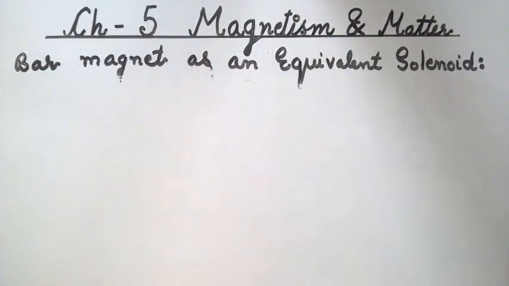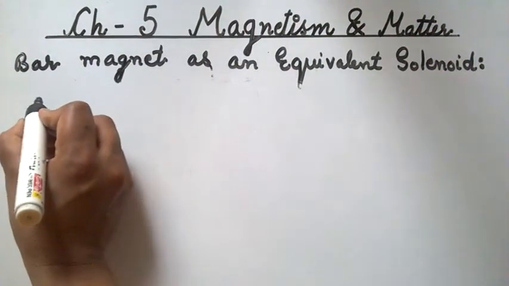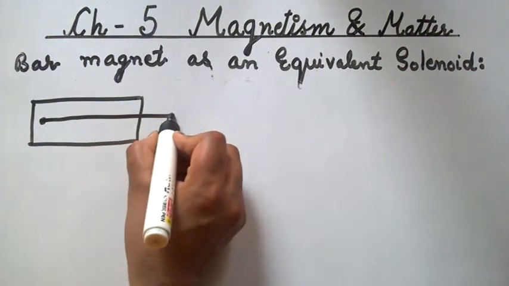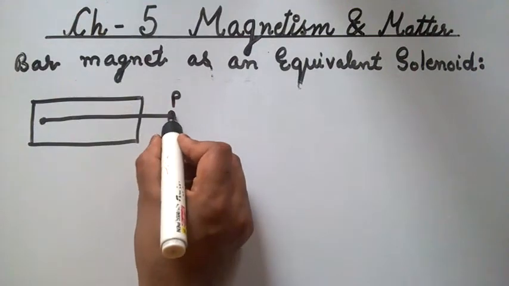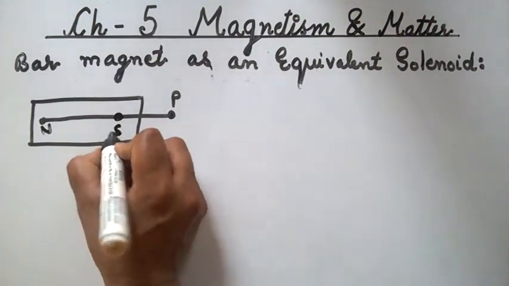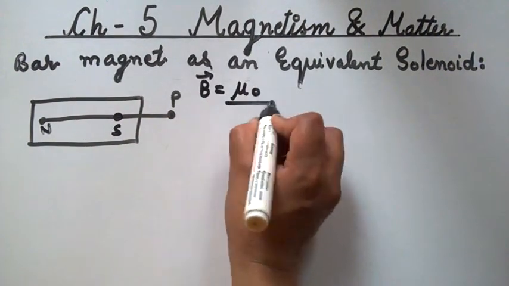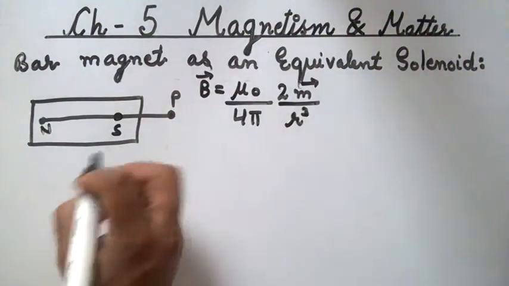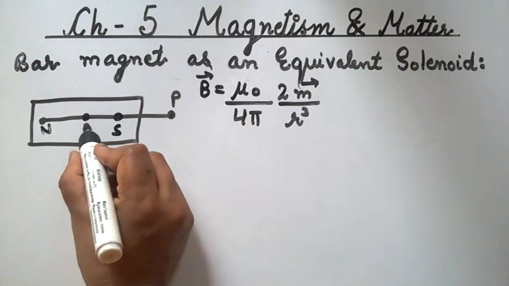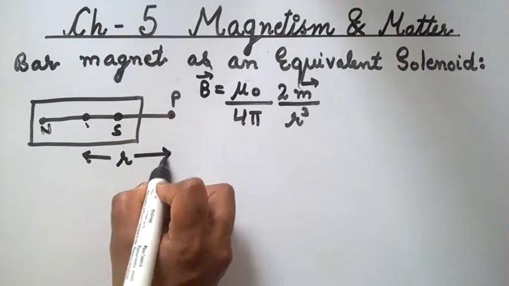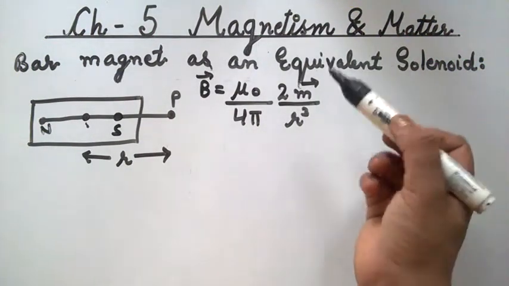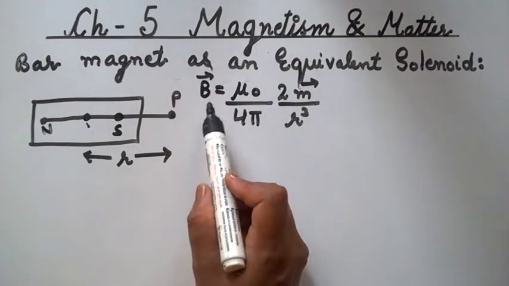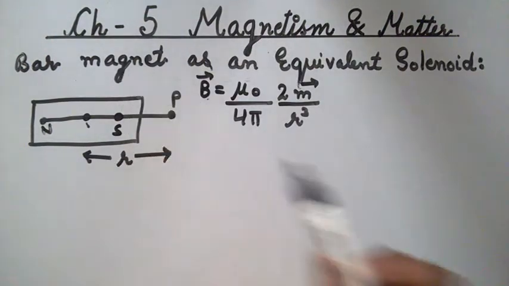by simple derivation, that the magnetic field produced by a bar magnet at point P on the axis is given by mu naught by 4 pi into 2 magnetic dipole moment by r cube, where r is the distance from the center of the magnetic axis to point P. Here we will derive the value of magnetic field on the axis at point P and see whether it is equal to the value of magnetic field produced by a bar magnet.